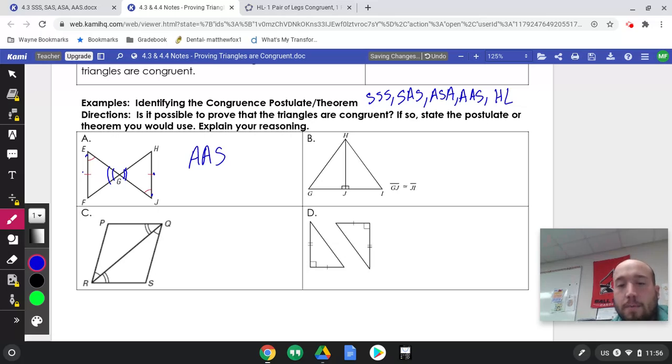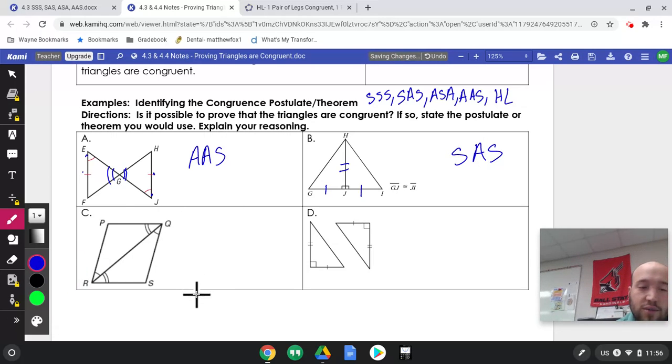Okay, letter B here. It tells us that these two are right angles, so we know they're congruent. GJ and JI are congruent, so I can put a mark here and here. And I still may have one side and one angle. However, right here in the middle, HJ, that is congruent through the reflexive property. If HJ is part of both triangles, we know it has to be congruent in both. And now we have one side, one angle, and another side. So that would be SAS.